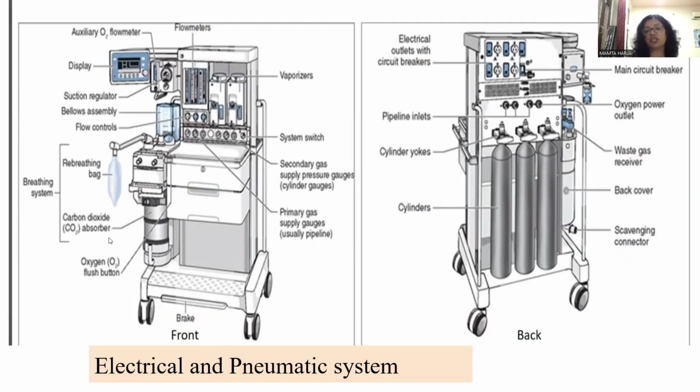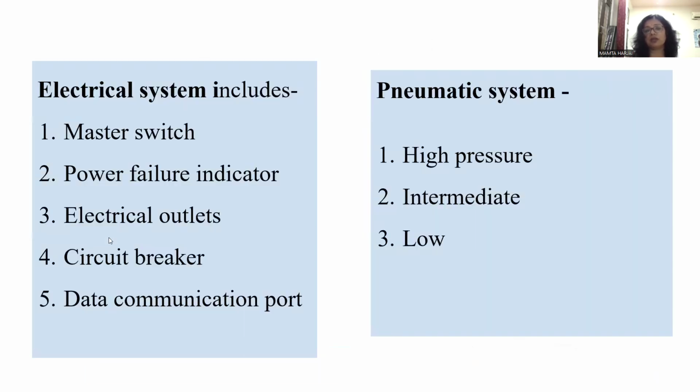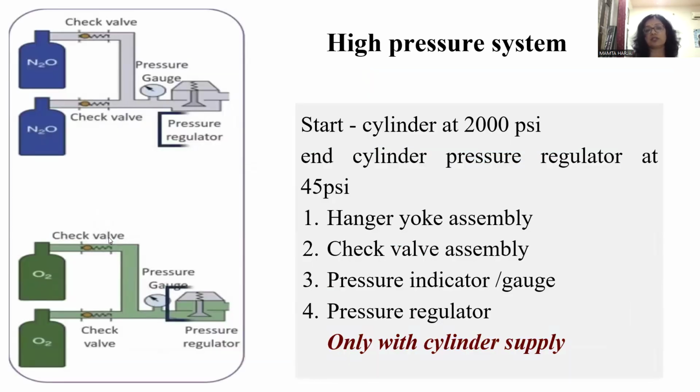Now, this is your modern machine. This is basically like a cockpit which integrates a lot of components, both electrical and pneumatic systems. The electrical system and the pneumatic system. The pneumatic system includes the high pressure, intermediate, and low pressure parts. I'm not going into the details of the electrical system.